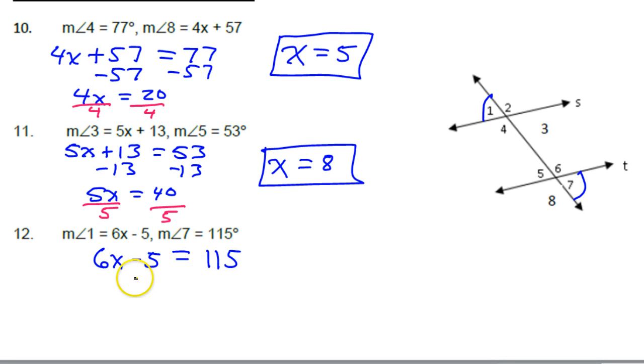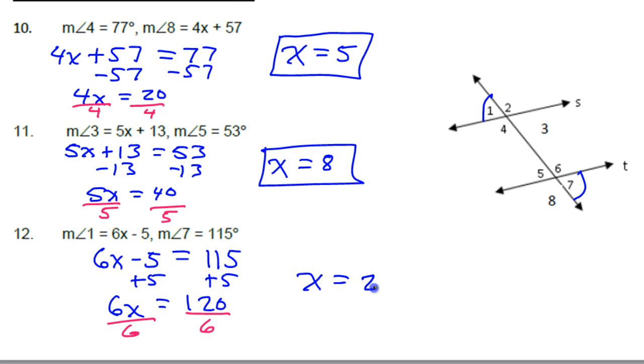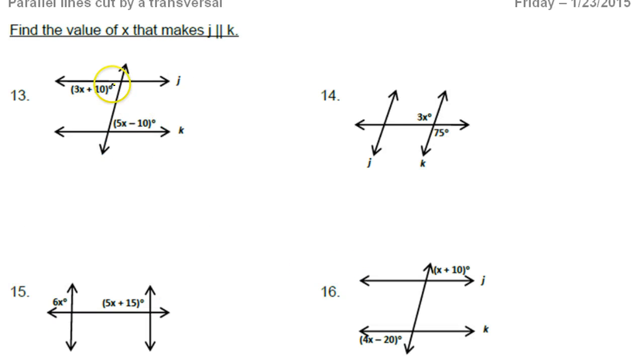So we should add 5 to both sides. So that'll give us 6x is equal to 120. And then we will divide both sides by 6. Alright, and that will give us x equals 20. Alright, so that's number 12. Alright, this is basically the same thing, just worded differently.